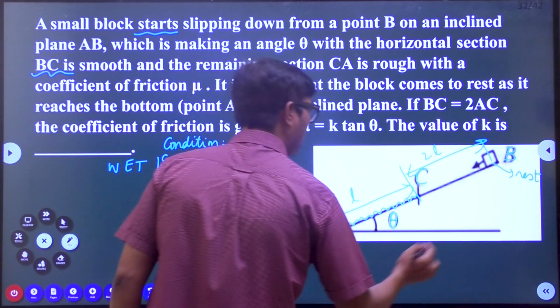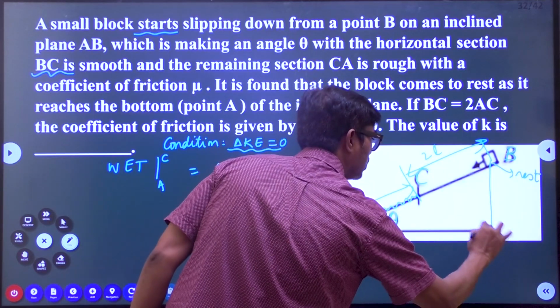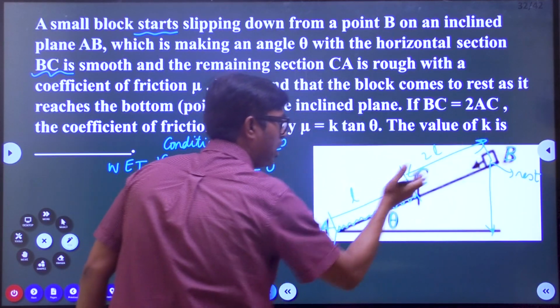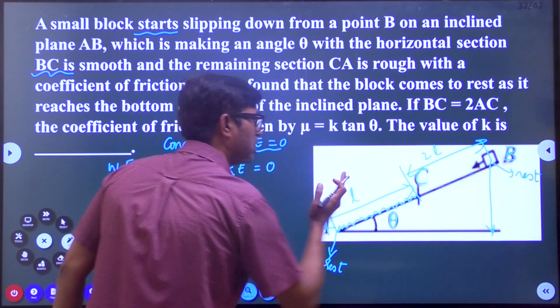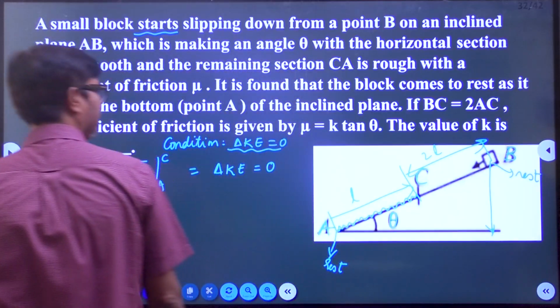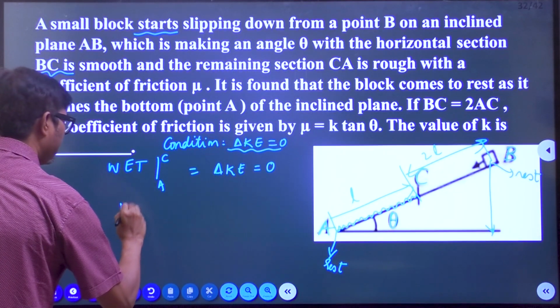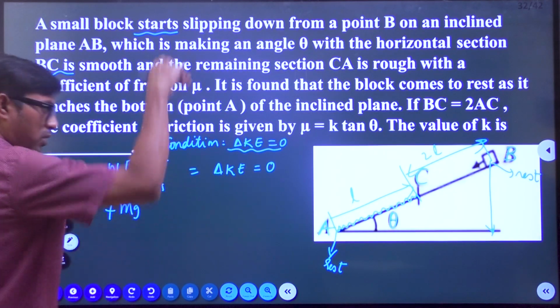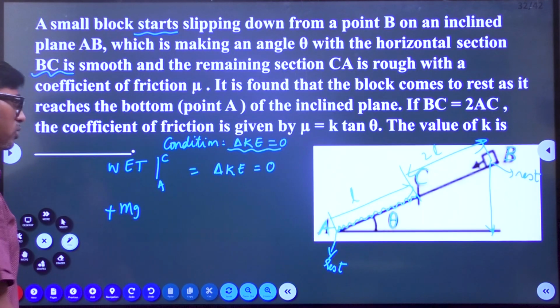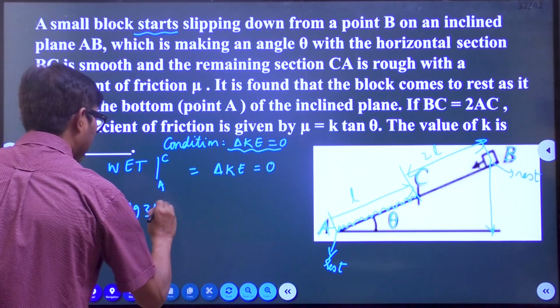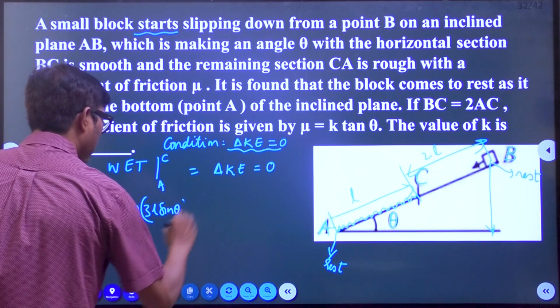For work done by gravity, I just have to calculate only the vertical displacement. You see, this is 2L and L, totally 3L. The vertical component will be 3L sine theta. So work done by gravity is mg, positive, because the force is down and the displacement is also downward vertically, into 3L sine theta. That is work done by gravity.